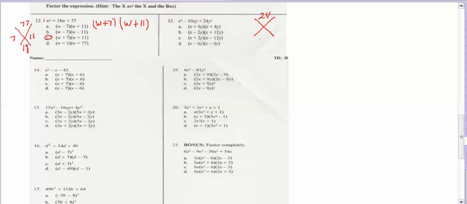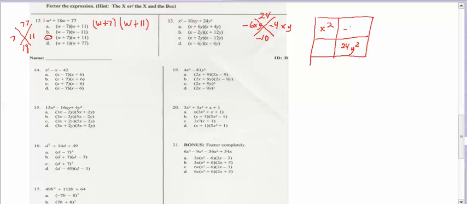24, add together to give me a negative 10. I know they're both going to be negative because when I multiply I need a positive. So how about a 6 and a 4? Put my variables in there, x and a y. Make my box. So now I have x squared, and then my last term is 24y squared, negative 4xy, the 2 that I created, negative 6xy. Okay, now I'm going to factor.